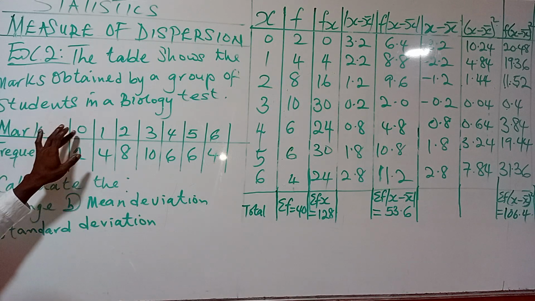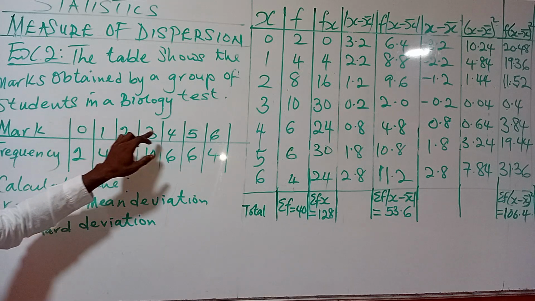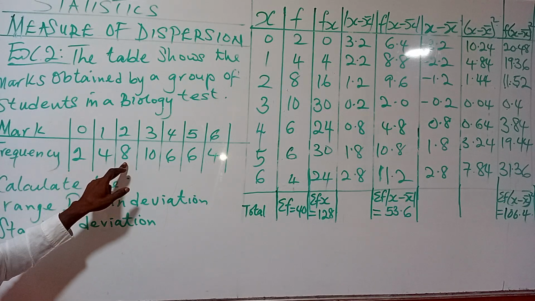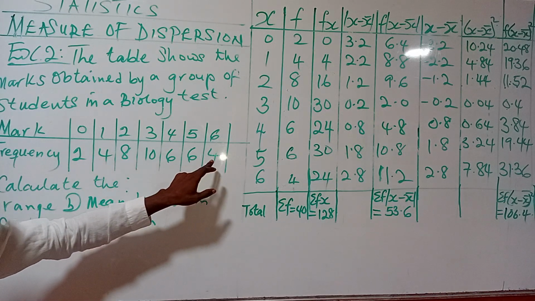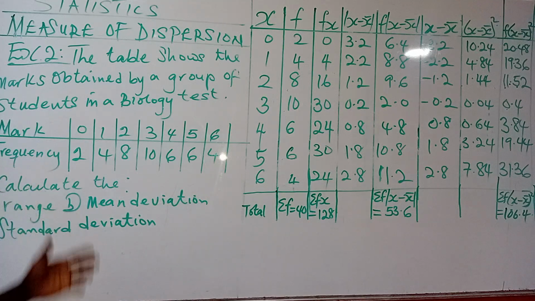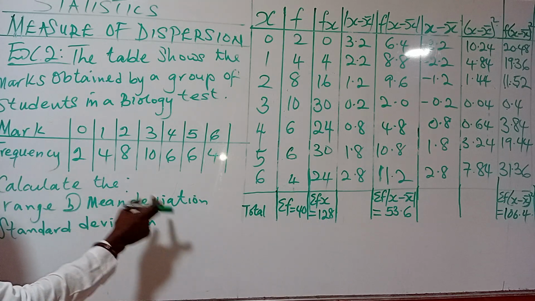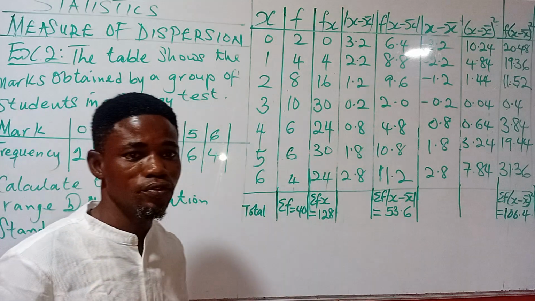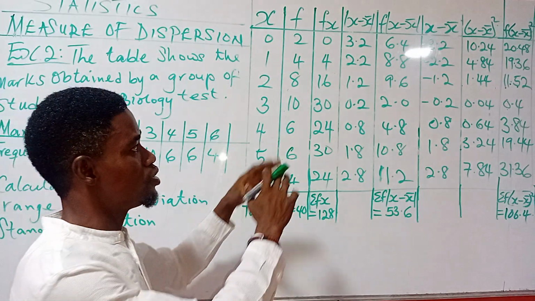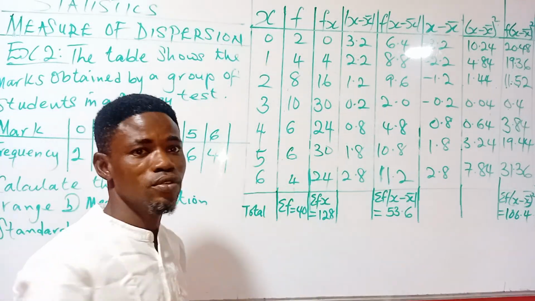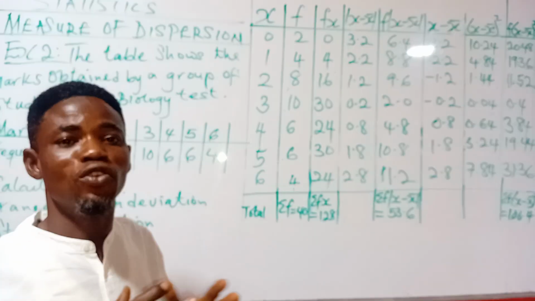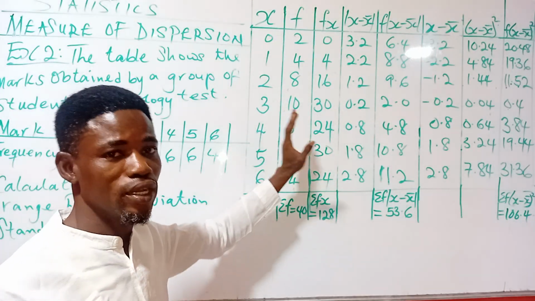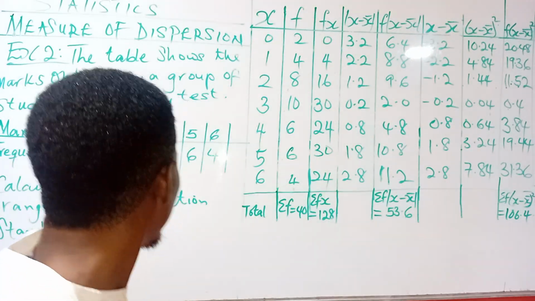The marks are 0, 1, 2, 3, 4, 5, 6. Then the frequencies are 2, 4, 8, 10, 6, 6, and 4. We are to calculate the range, the mean deviation, and the standard deviation. I have purposely solved this table so that I will not have a long video, but I'm going to explain the table in detail so that you have a better understanding of it. Now, what is the first question?